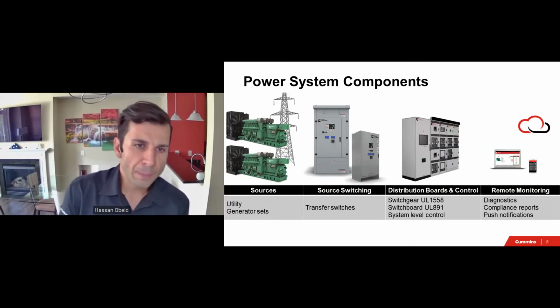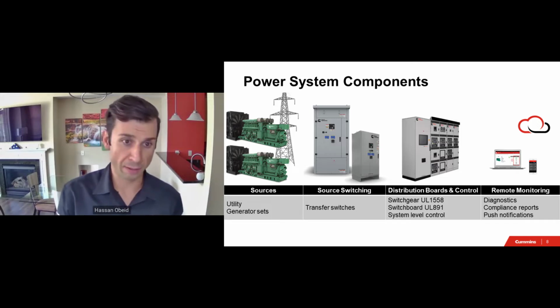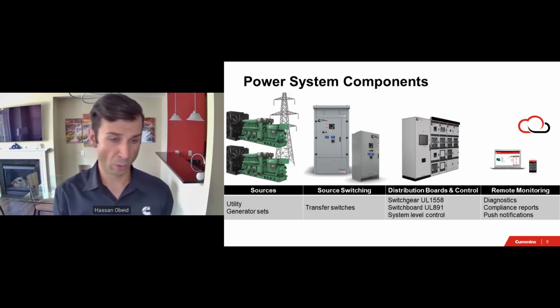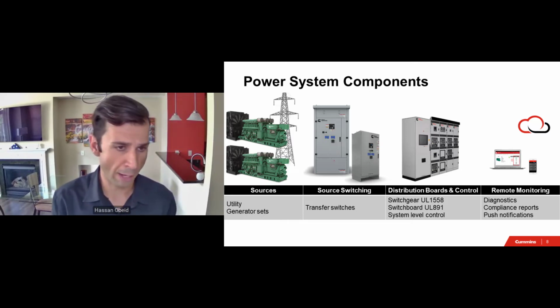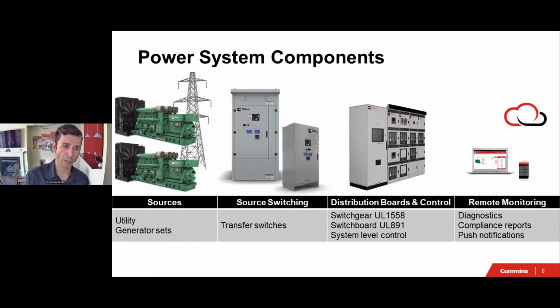So the typical power system components, what I call the pieces of the puzzle. This is what I can take and build any system with. You have the sources, a utility, for example your grid, and you have the backup or the prime power generator sets. We have source switching equipment, commonly known as a transfer switch, and the transfer switch's job is to transfer the load from one source to another, whether it's a utility to a generator, two utilities, or generator to generator.